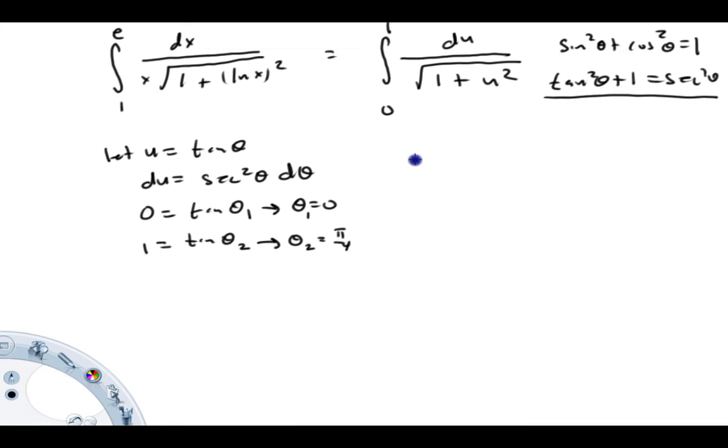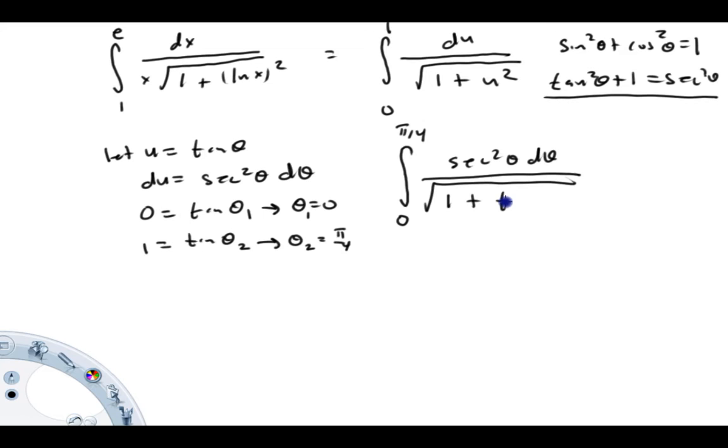The idea now is that we're going to rewrite our integral. I'm going to write this as the integral from theta 1 to theta 2, so in this problem that's 0 to pi over 4. du is equal to secant squared theta d theta, over the square root of 1 plus u squared, and again u is tan theta, so this reads 1 plus tangent squared theta.